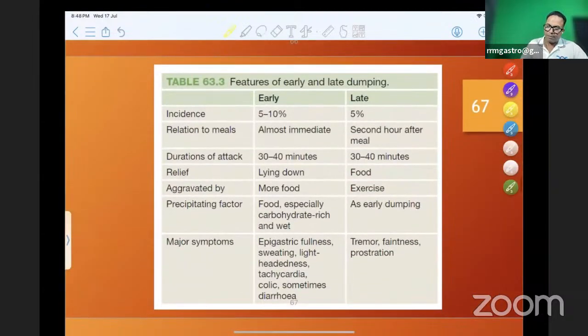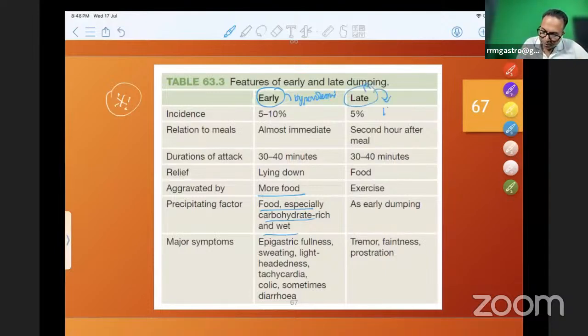So this is a very important table from Bailey and Love. Don't forget this table. Early dumping is characterized by hypovolemia. Therefore, you should give him more fluid. This patient should be made to lie down, and take a good amount of food in a split way.